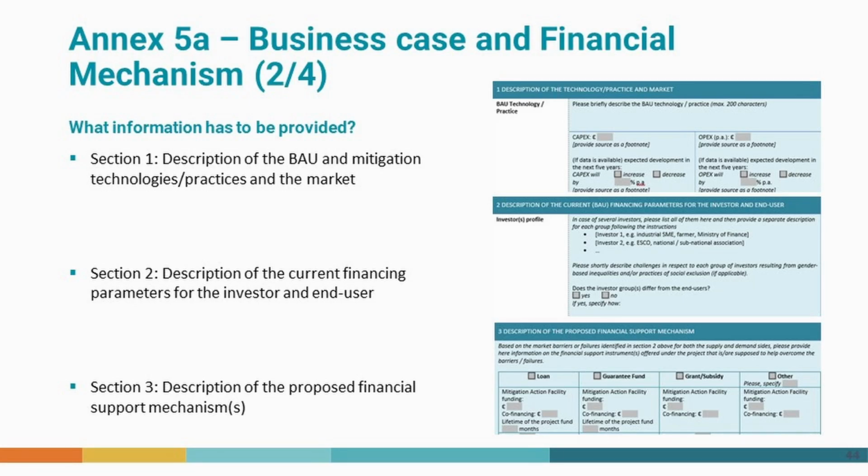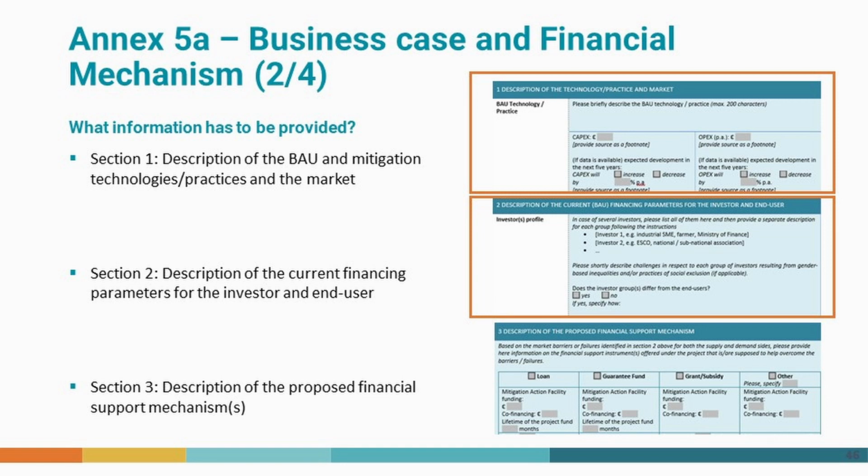Let's then start with Annex 5A, which is divided into 3 main sections where you will describe the main features of the technologies, the existing financing situation, and elaborate on the proposed financial mechanisms. Be aware that the totality of the annex will not be shown here today, but only a group of selected sections.